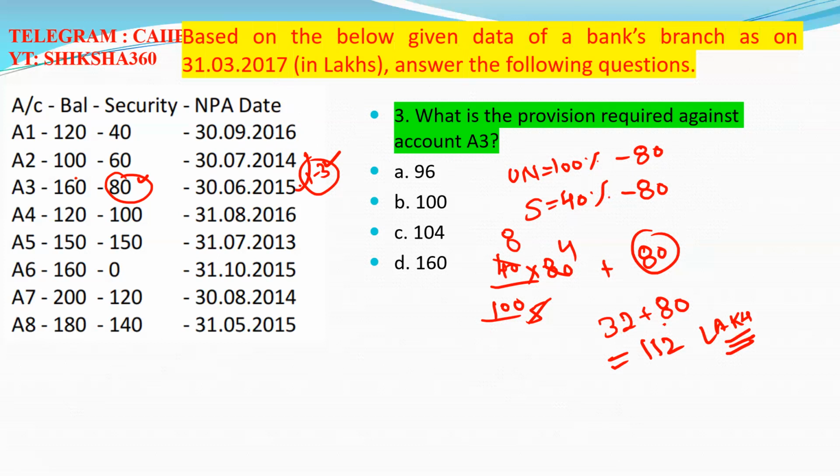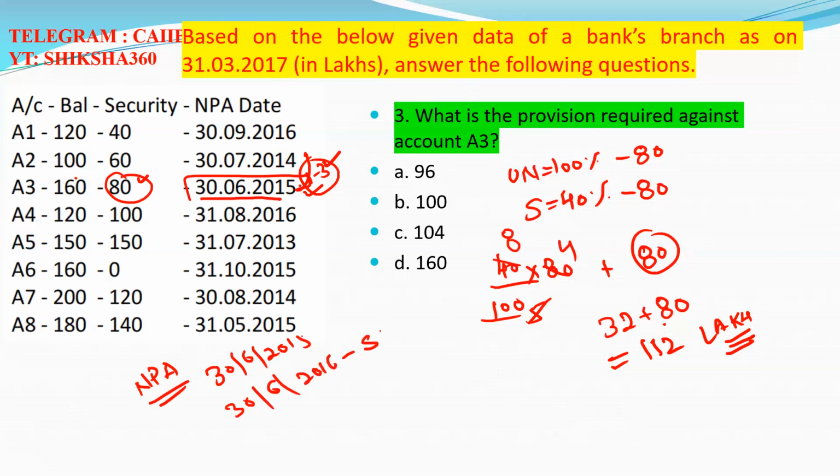Wait a minute, I think there is some issue. The account's NPA date is 30-6-2015. Clear? So till 30 June 2016, this account is to be substandard, and after that it comes under the doubtful category. Clear? So basically it comes under D1, because it is under the substandard category till 30th June 2016. After that it comes under doubtful asset.